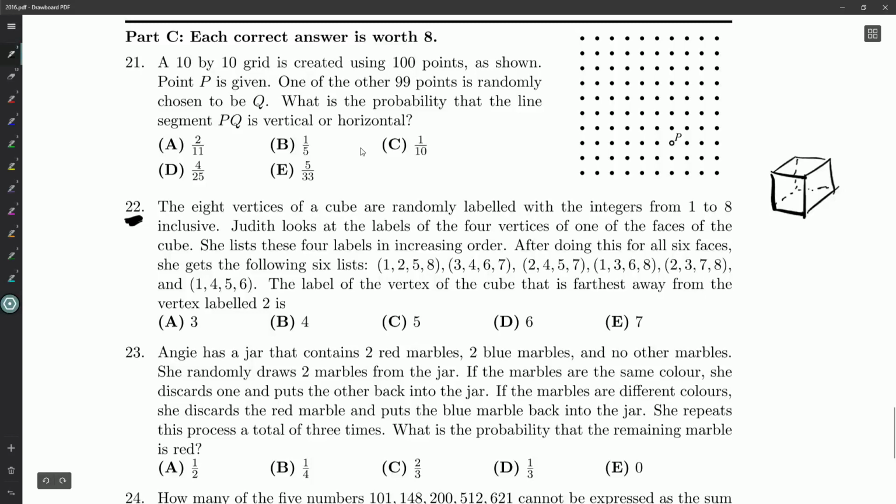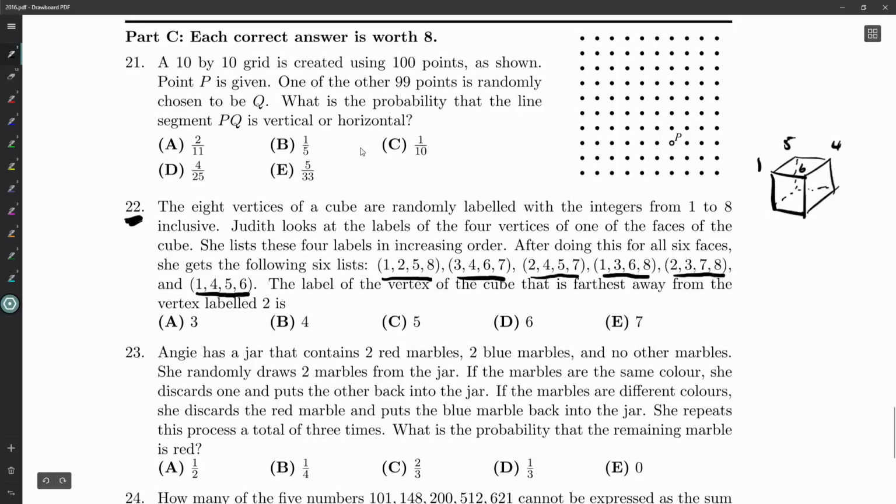1, 2, 5, 8, so those numbers share a face. 3, 4, 6, 7 share a face. 2, 4, 5, 7 share a face. 1, 3, 6, 8 share a face. 2, 3, 7, 8. And finally, 1, 4, 5, and 6 all appear on a face.